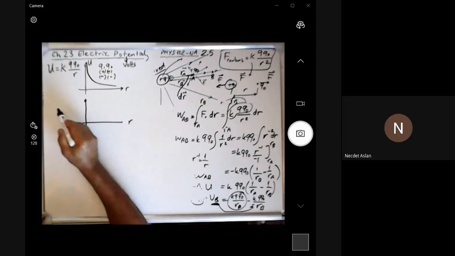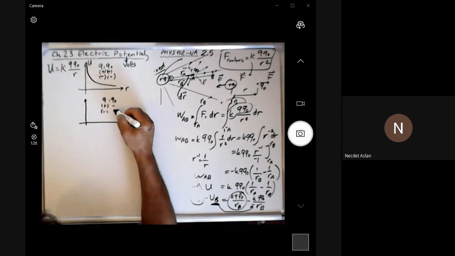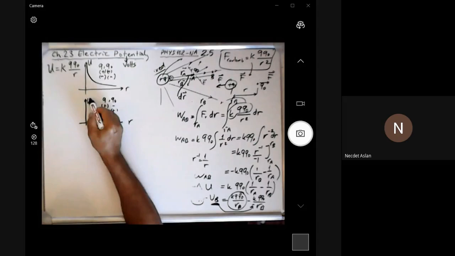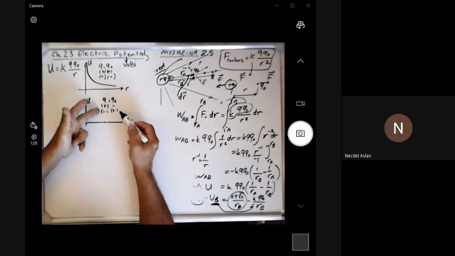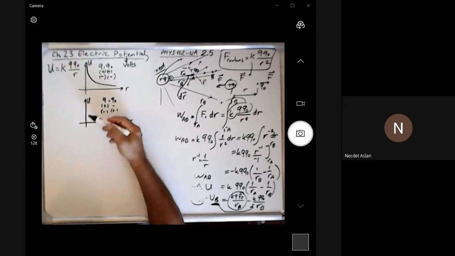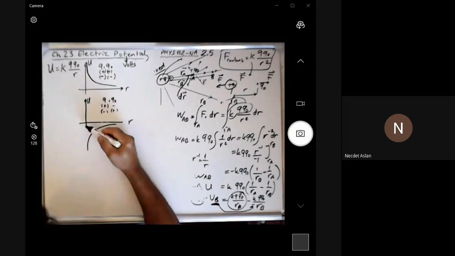Now here Q and Q0, maybe this is plus and this is minus, or this is minus and this is plus. It means that they have opposite charges. In this case, the potential energy should be negative. The product of positive and negative gives you a minus number. But now this graph becomes like that.